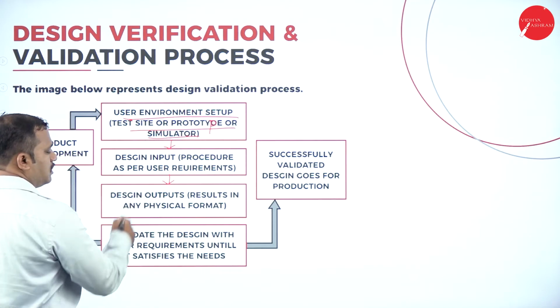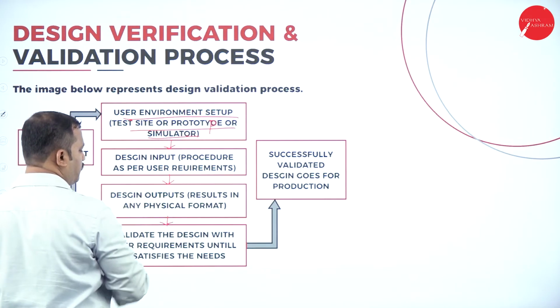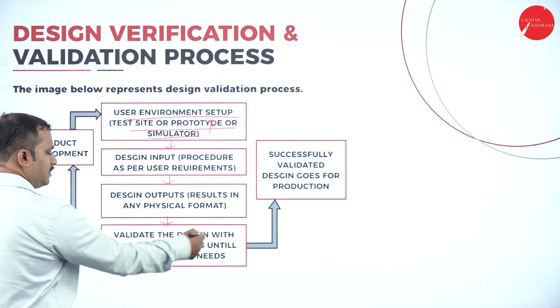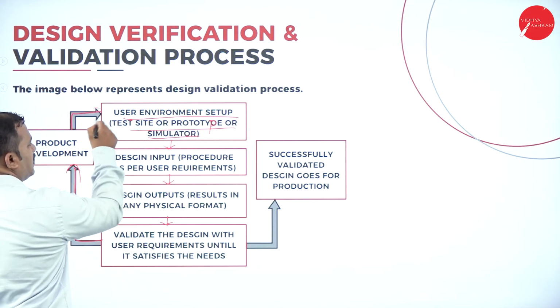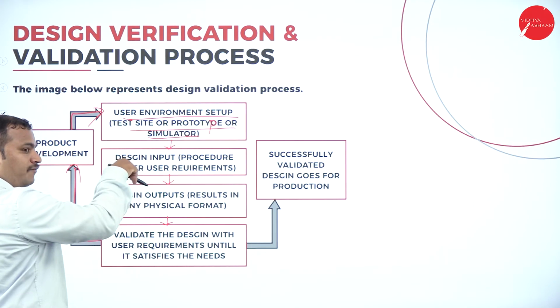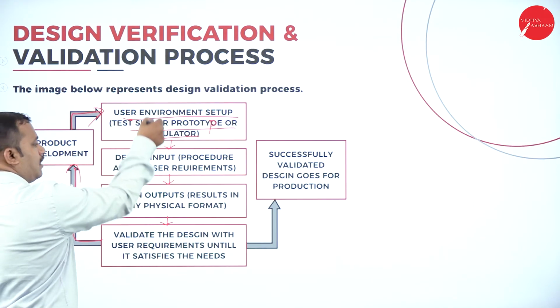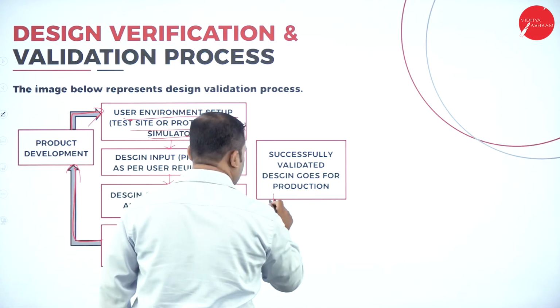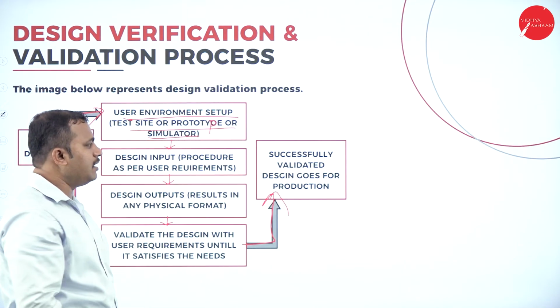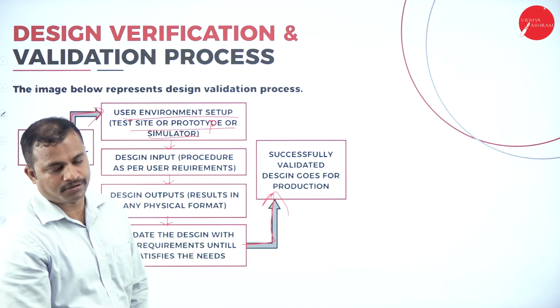Then we have the design outputs in the form of physical format, then validate the design, then it is given to product development. Once again, if any refinement or modification is to be done, we modify and use it once again. Once it is successfully incorporated, we will move on to the delivery of this. A successfully validated design goes for production.